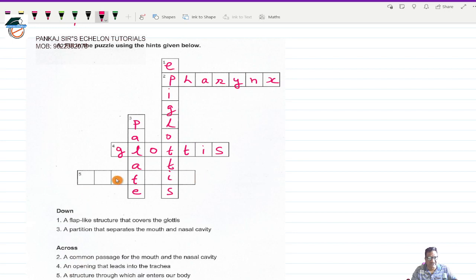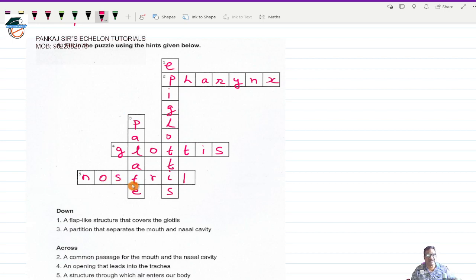Now five across. You're left with this one. Five across, the hint is a structure through which air enters our body. Air always enters our body through our nostrils. The two openings in the nose are known as nostrils. So I'll write here N, O, S, T is already there, R, I is already there, L. Nostril. So this completes our puzzle chart.